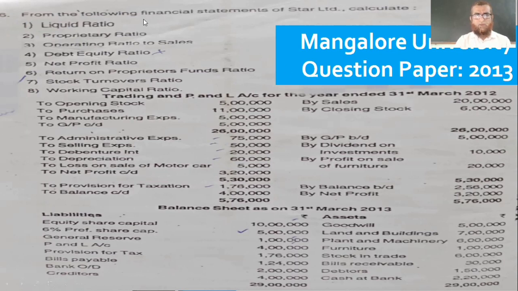In the problem it is given: from the following financial statements of Star Limited, calculate liquid ratio, proprietary ratio, operating ratio, debt equity ratio, net profit ratio, return on proprietors fund, stock turnover ratio, working capital ratio. And trading and profit and loss account is given. This is trading account, this is profit and loss account, this is profit and loss appropriation account, and also the balance sheet is also given. So let us work out the ratios one by one.